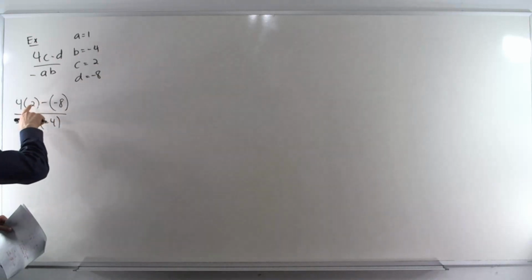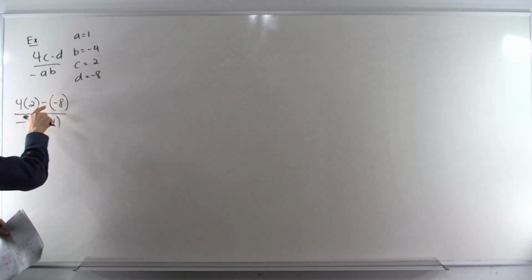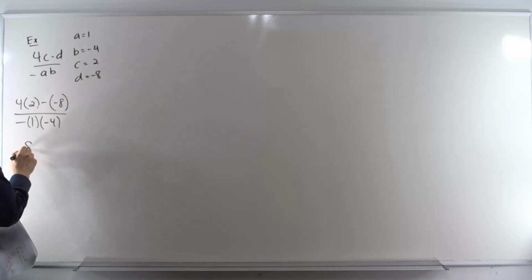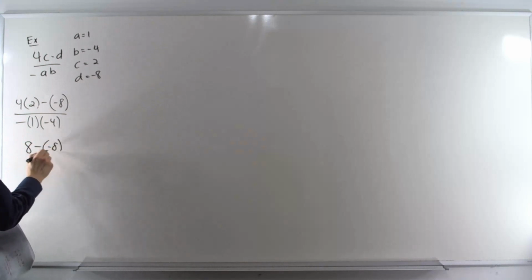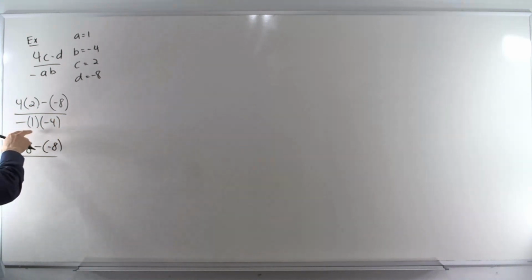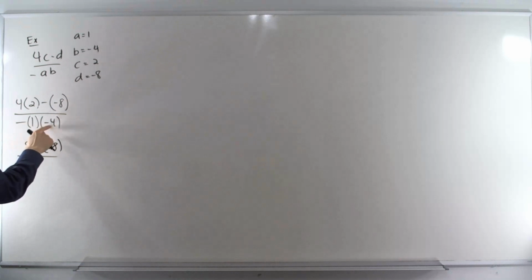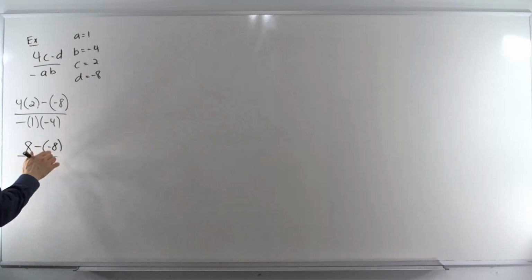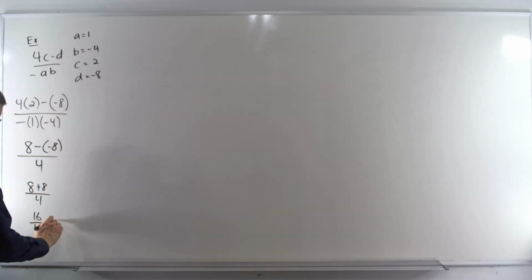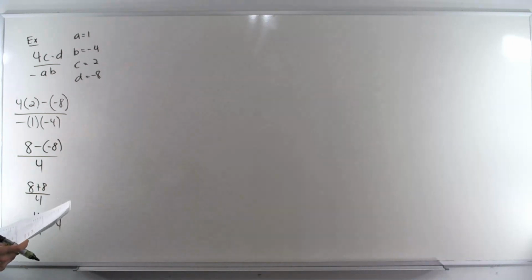All right, let's look up top here. We're going to do order of operations on the top. And we've got multiplication and subtraction, so we'll start with the multiplication. So that gives us 8 minus negative 8 on top. And on the bottom, all we have is multiplication, so we might as well multiply this out. So negative 1 times negative 4 is positive 4. Right now on top, that turns into 8 plus 8 over 4. So that's 16 over 4 for the final answer.